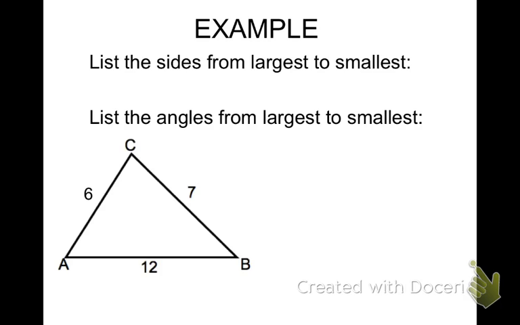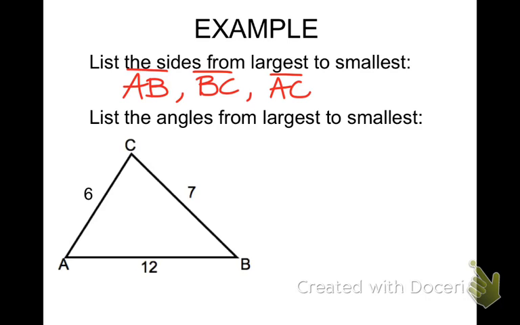All right, so looking at this triangle here, let's list the sides from largest to smallest. So my largest side up here is what? AB, 12. So side AB is my longest side, followed by BC, which is 7 units. And my smallest side would then be AC at 6 units.